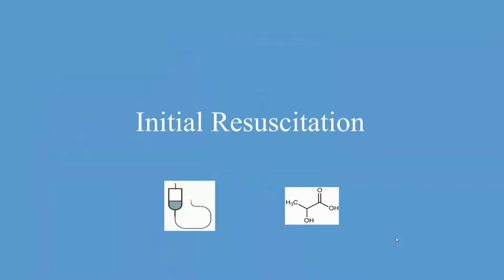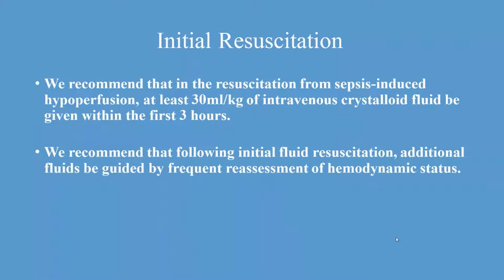Okay. Now, the initial resuscitation. We talked about it in the shock portion of this lecture, but here are some more specifics for sepsis, straight out of the guidelines: we recommend that in the resuscitation from sepsis-induced hypoperfusion, at least 30 milliliters per kilogram of intravenous isotonic crystalloid fluid be given within the first 3 hours. Following that initial fluid resuscitation, additional fluids may be needed based on your reassessment of the patient's hemodynamic status.